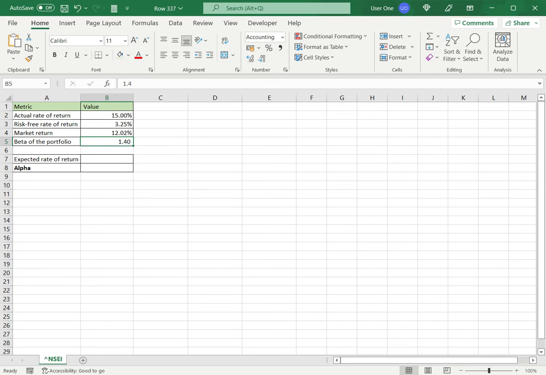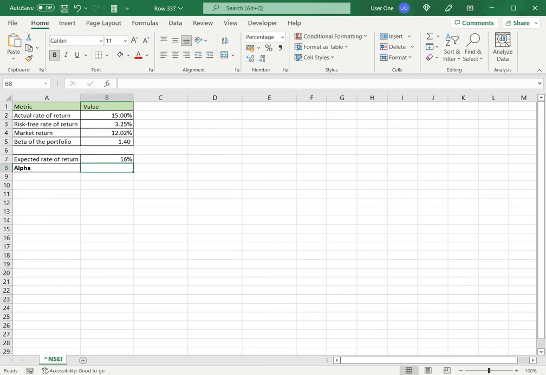Now the first thing I will do is compute the expected rate of return. The formula for this is the risk-free rate of return plus the beta times the market return minus the risk-free rate of return. Now I have the expected rate of return. Expected rate of return is 16%.